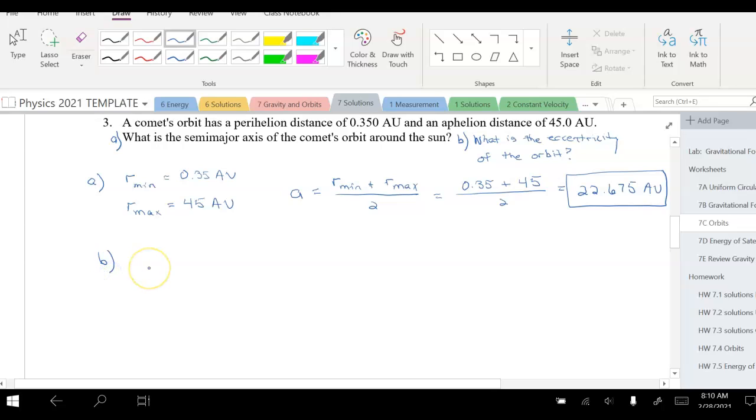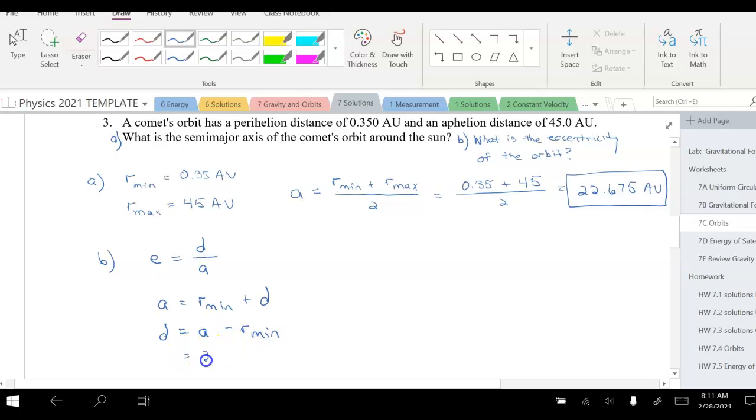Let's also find the eccentricity of this orbit. So the eccentricity equals the distance d, where d represents the distance from the center of the ellipse to one of the focus points, divided by the semi-major axis. Well, I know that the semi-major axis equals the distance r min plus the distance d. And so I could solve for d here. d is going to equal a minus r min.